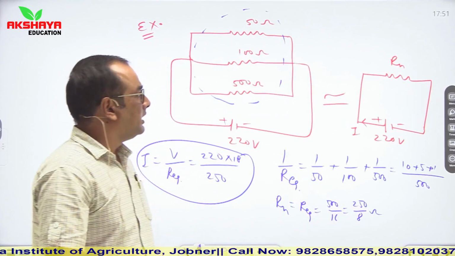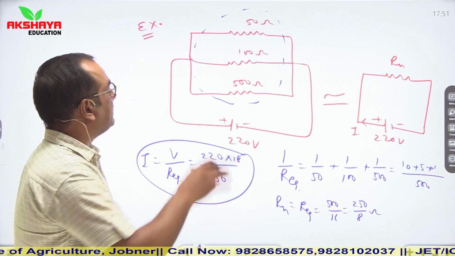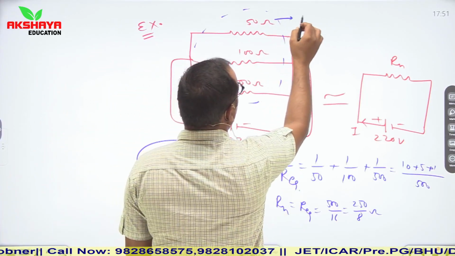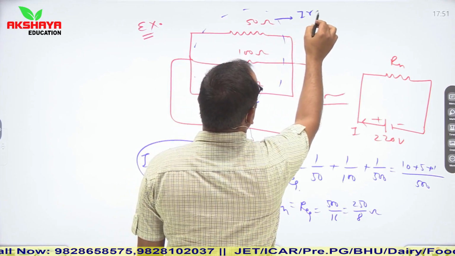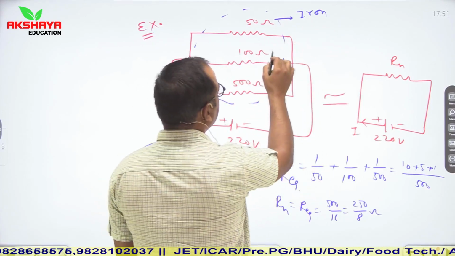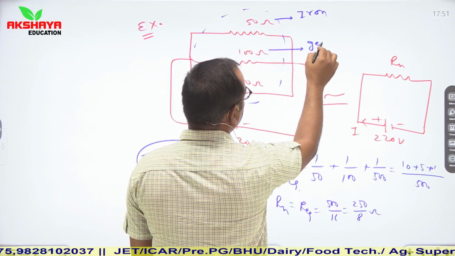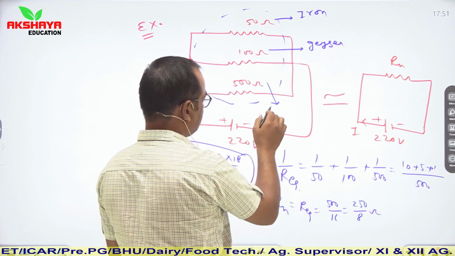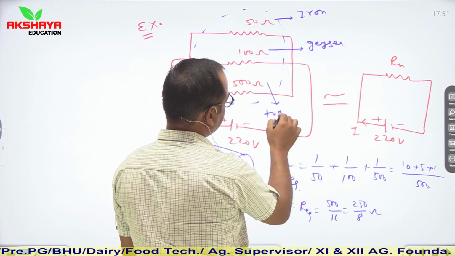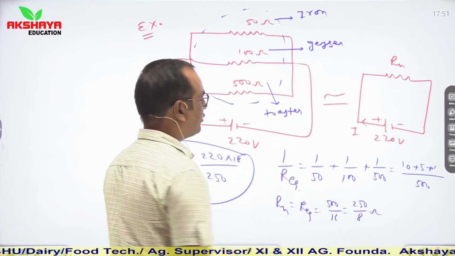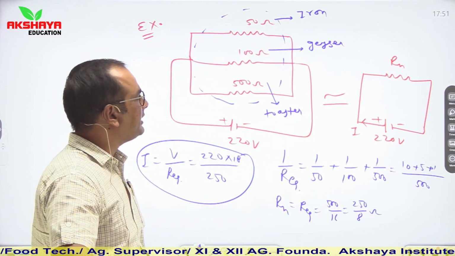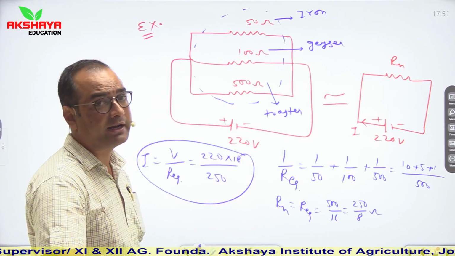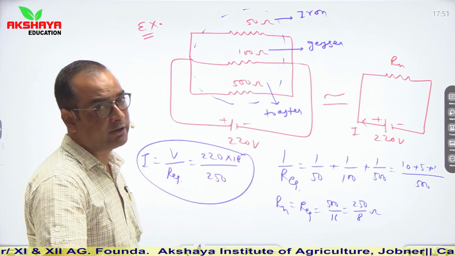Now see, the next pattern of question is, let us say we are given three electrical appliances. One is an electric iron of 50 ohm resistance, this is an electric geyser of 100 ohm, and this is a toaster of 500 ohm resistance. So these three electrical appliances of resistance 50 ohm, 100 ohm and 500 ohm are connected in parallel with a source of 220 volt.